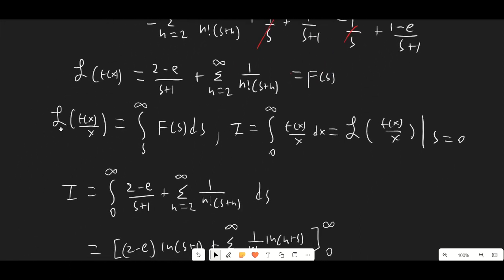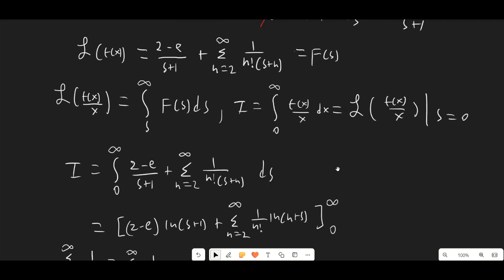Now remember that the Laplace transform of f of x equals the integral from s to infinity of, this should say, f of u du, or f of s ds works fine. It's just a little bit confusing to have f in both places. So just imagine this says f of u du. So this means that our integral I is going to be the integral from 0 to infinity of f of x over x dx, which is the same as the Laplace transform of f of x over x evaluated at s equals 0. So we can just go ahead and plug in s equals 0 right here, and we're going to get the integral from 0 to infinity of 2 minus e over s plus 1, plus the sum from n equals 2 to infinity of 1 over n factorial times s plus n.